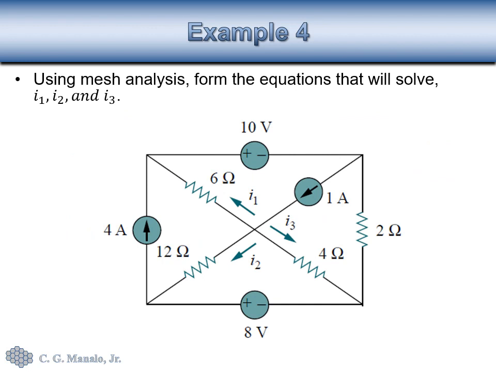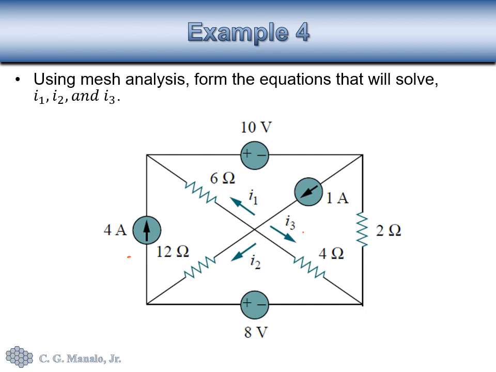In this last example, we are required to get the outflow currents I1, I2, and I3. Take note that we have two current sources. So there will be at least two loops that are affected and from which we cannot perform a KVL equation. We cannot write the KVL equation because of the presence of the current sources.